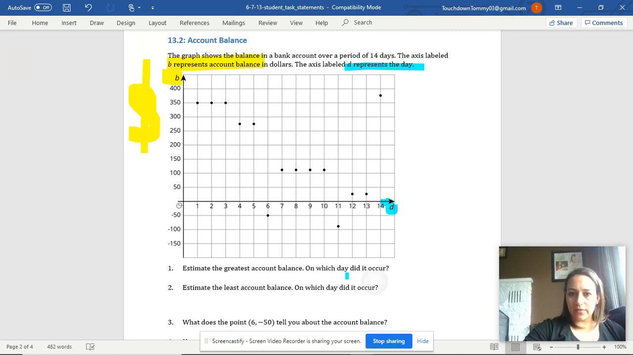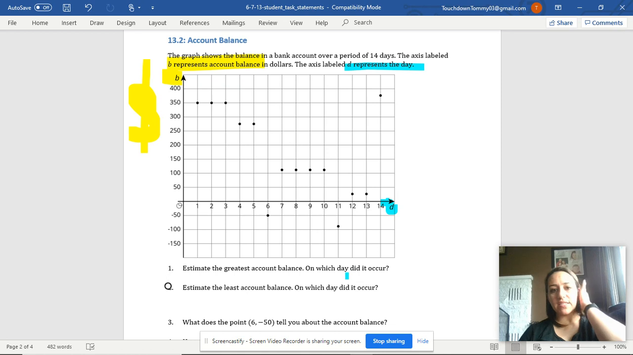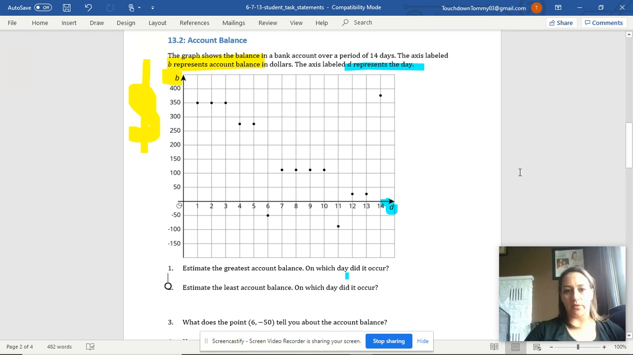All right, so let's try this again without the drawing tool. Estimate the greatest account balance. Greatest, largest, and we're talking about the balance, the money, the B. So we're looking for the point that is highest or greatest on that vertical. I see these 3 points are up pretty high, but this last dot is up even a little bit higher. So I'm going to look at that dot to answer this question for my greatest balance.